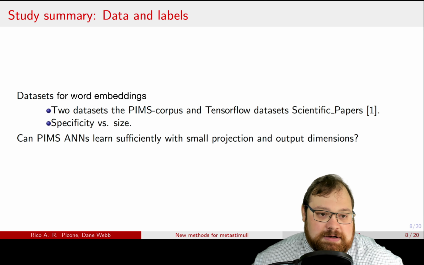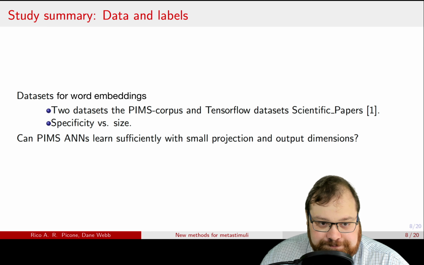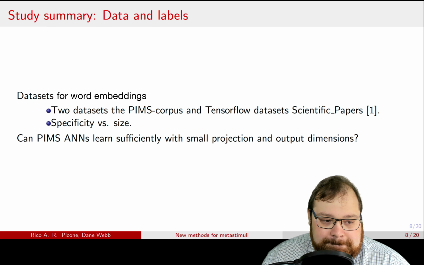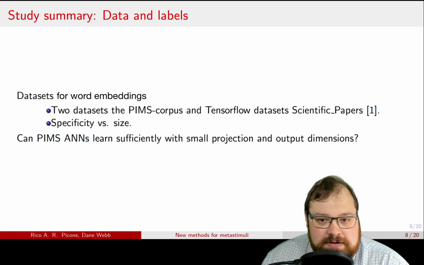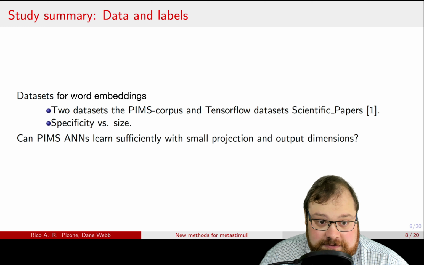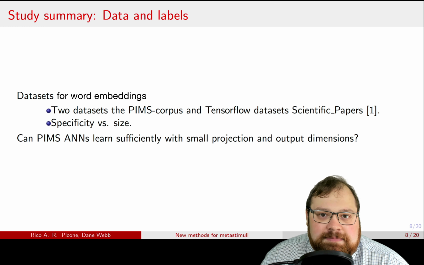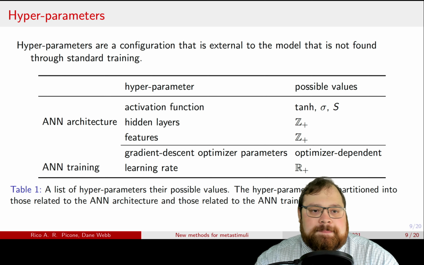Another thing we wanted to study with the data and labels was how small of an output dimension we could have in the PIMS artificial neural network, where this corresponds with how simple of a haptic device we could use.